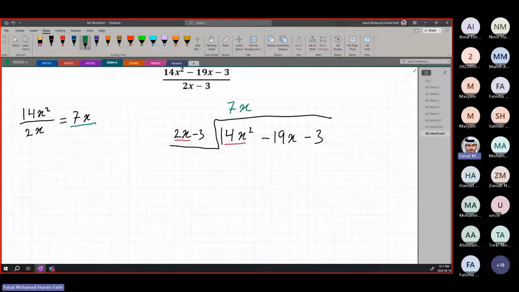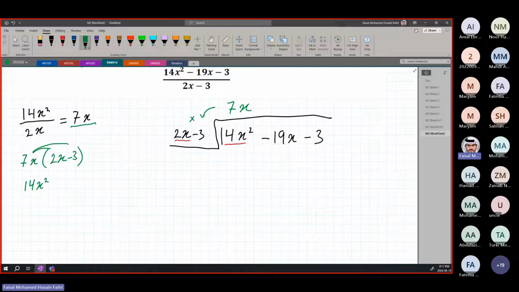And this 7x we now multiply here. So 7x times 2x minus 3. The first one becomes 14x squared when you do the distribution. This is squared, not to the power 4. So 14x squared. Then 7x times negative 3. It's going to be a negative number, and 3 times 7 is 21x.